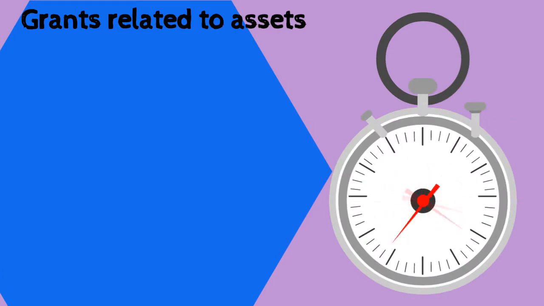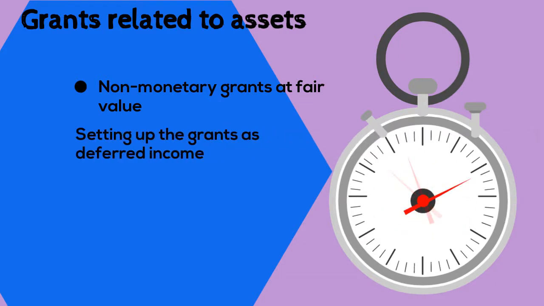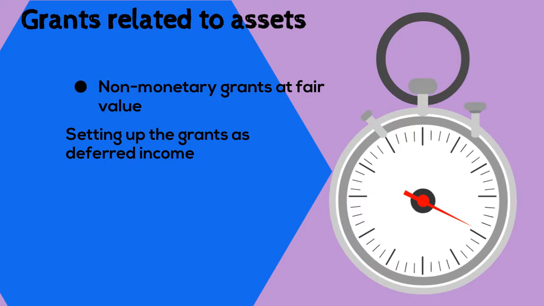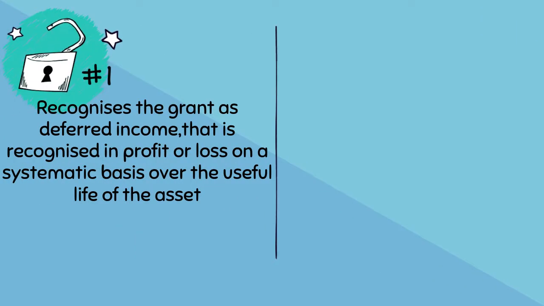Government grants related to assets, including non-monetary grants at fair value, shall be presented in the statement of financial position either by setting up the grant as deferred income or by deducting the grant in arriving at the carrying amount of the asset. The first option is to account for a grant as deferred income.